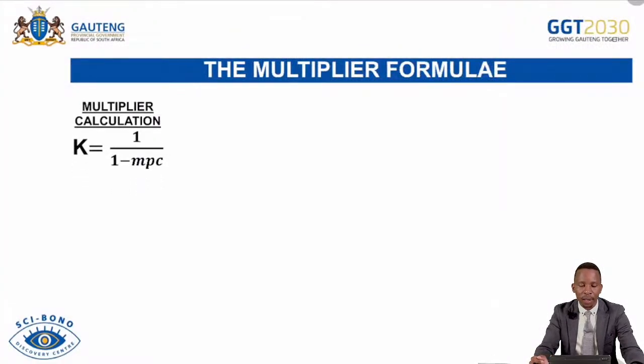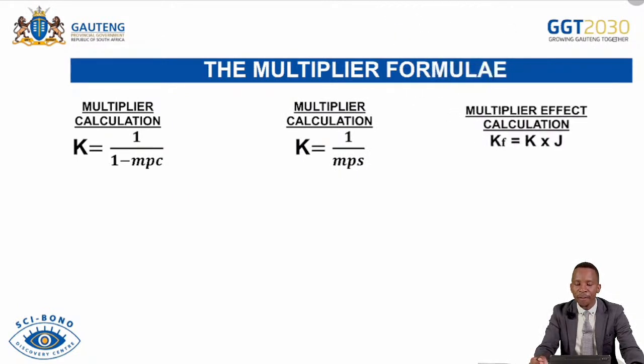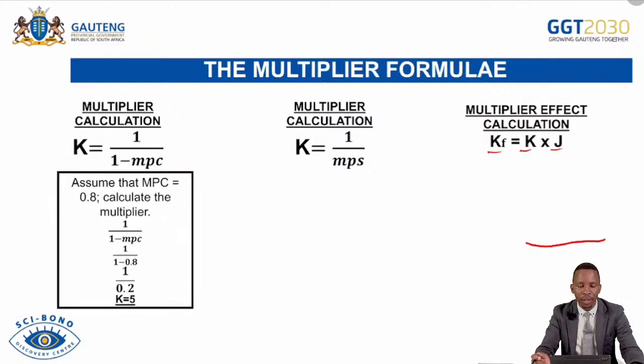And then, how do we calculate the multiplier? We simply say the formulas. K equals 1 over 1 minus MPC, or the multiplier will be K equals 1 over MPS. And then the multiplier effect equals K times J, the value of the multiplier multiplied by injection. And then the next will be simply the example of the calculation.